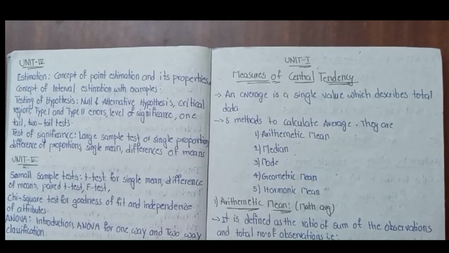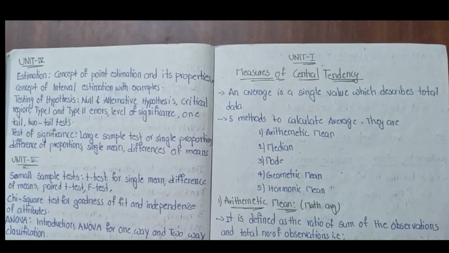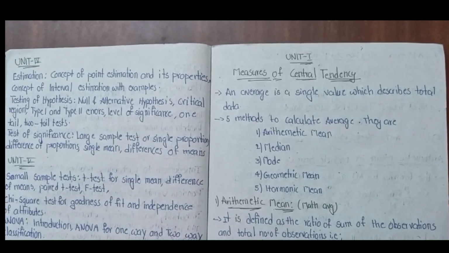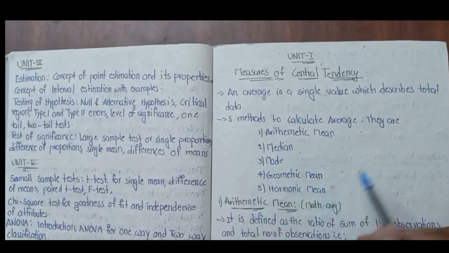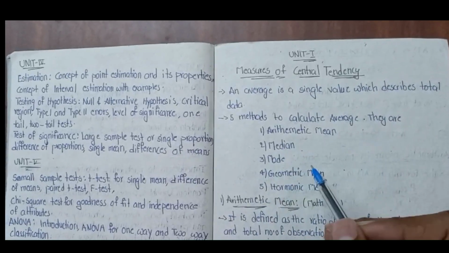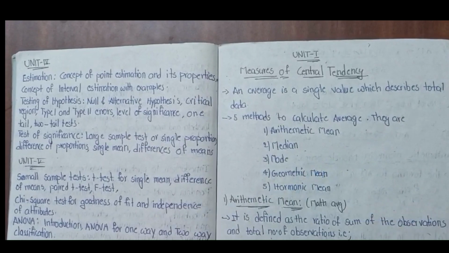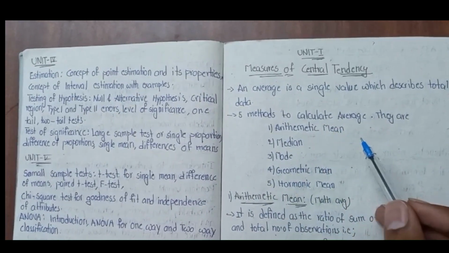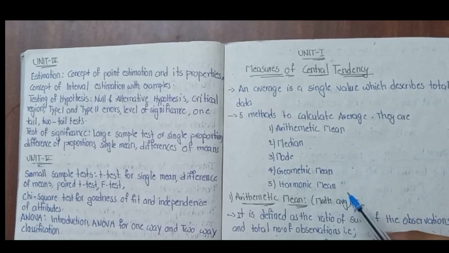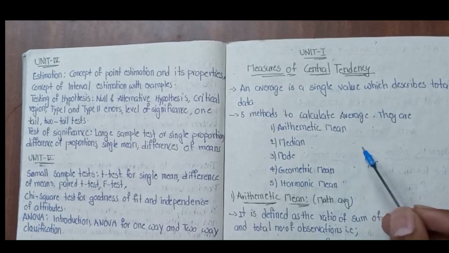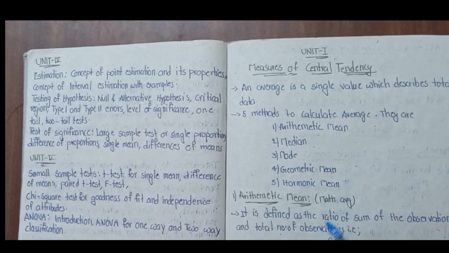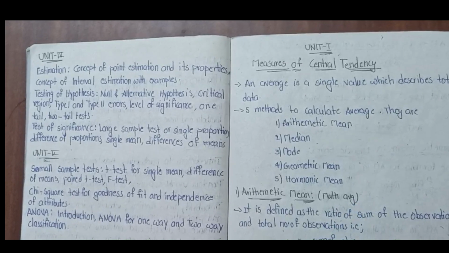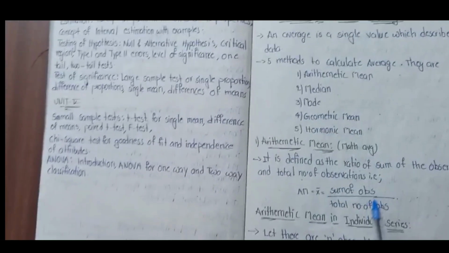Hello everyone. Today we are going to discuss the most important topic in probability and statistics, that is measures of central tendency. Here there are three methods to calculate the average, and they are mean, mode and median. And in mean we have three types, that are arithmetic mean, geometric mean and harmonic mean. Today we will discuss the arithmetic mean in different series like individual series, discrete series and continuous series. Now first, what is arithmetic mean?